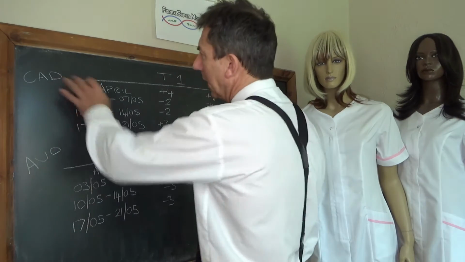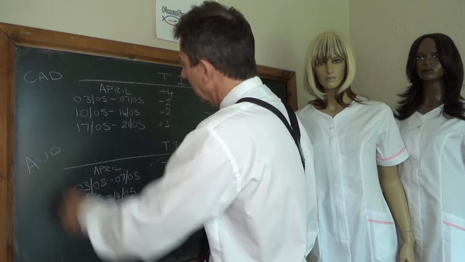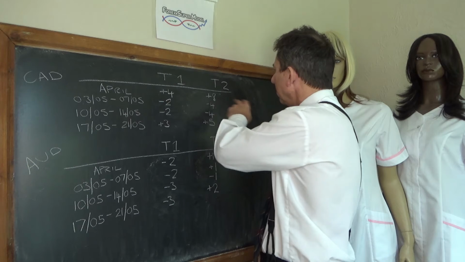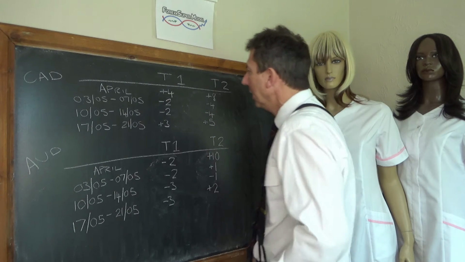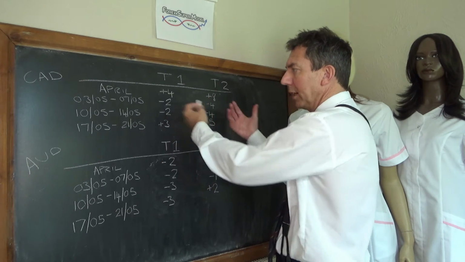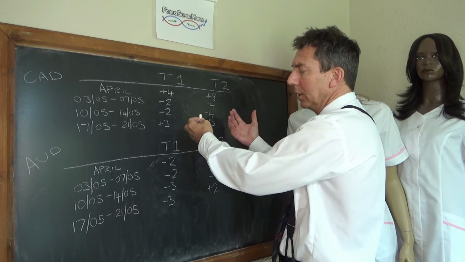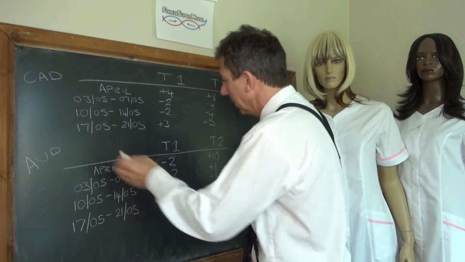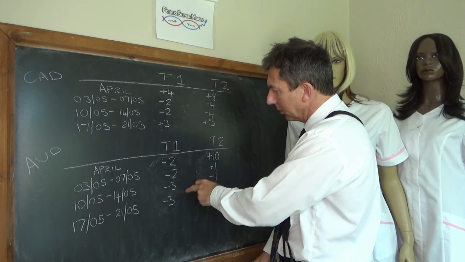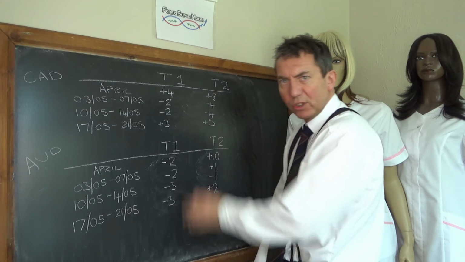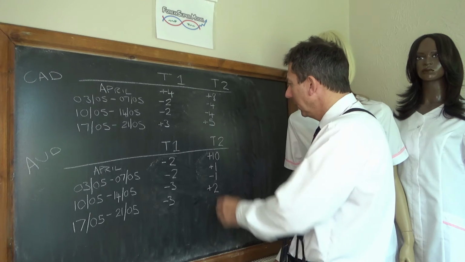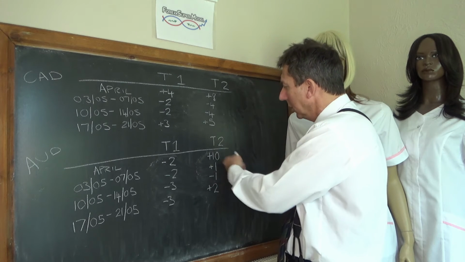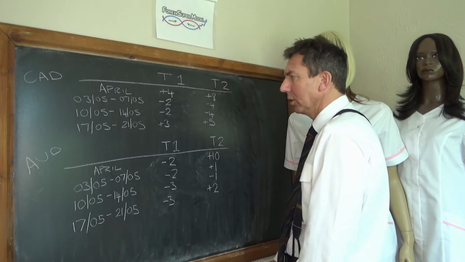Right, next two, CAD, Canadian dollar, AUD, Australian dollar then. CAD then, tier 1, plus 4, minus 2, plus 3. Tier 2, plus 8, minus 4, plus 5. So we can see in this last week we've had a perk up in the CAD data cycle, tier 1 and tier 2. AUD then, tier 1 minus 2, minus 2, minus 3, minus 3. So fairly soft tier 1 on the AUD. Tier 2 plus 10, plus 1, minus 1, plus 2. So a slight improvement on the tier 2.